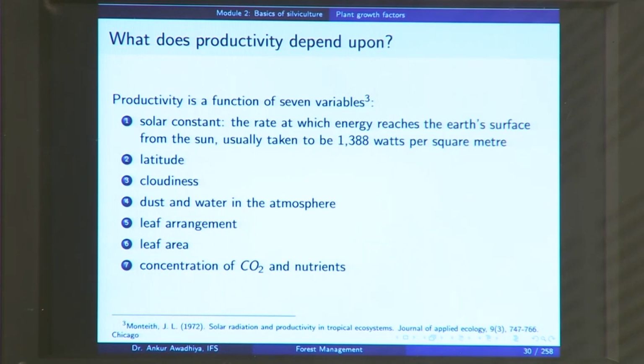And it also depends on the concentration of carbon dioxide and nutrients, which are the raw materials for photosynthesis. So, if you have a sufficient amount of carbon dioxide and nutrients, the plants will show a better productivity as compared to a location in which the amount of carbon dioxide and/or nutrients is less. Now, these nutrients do not only include the mineral salts, but also water.